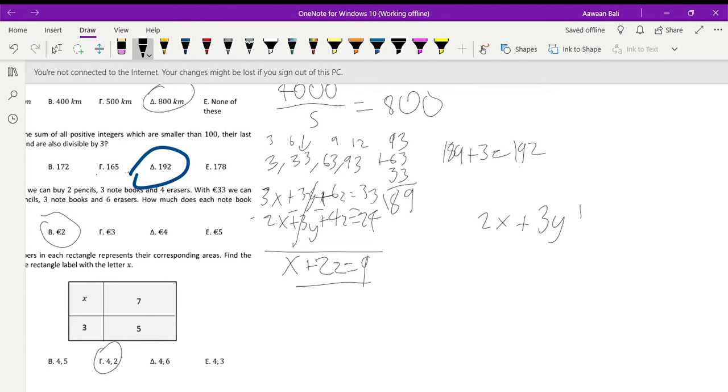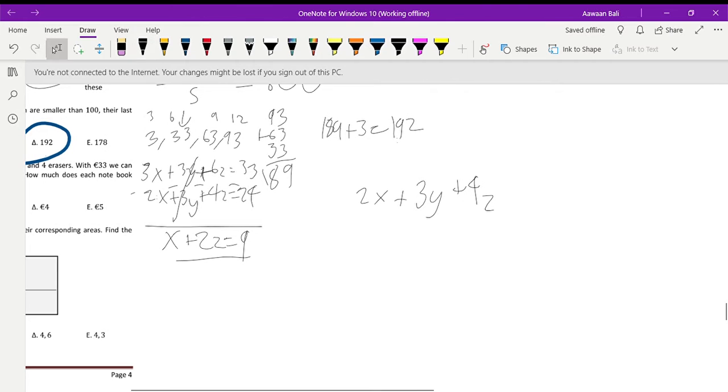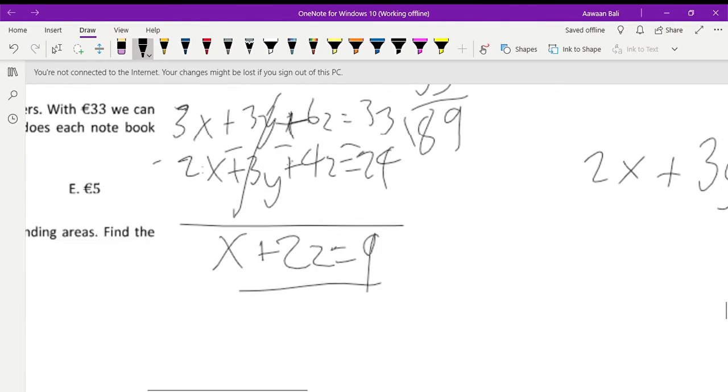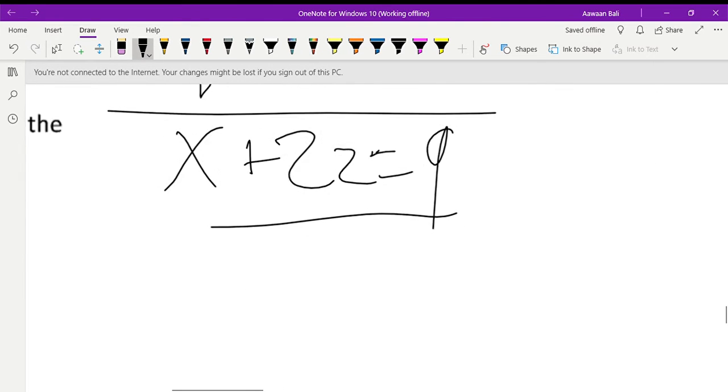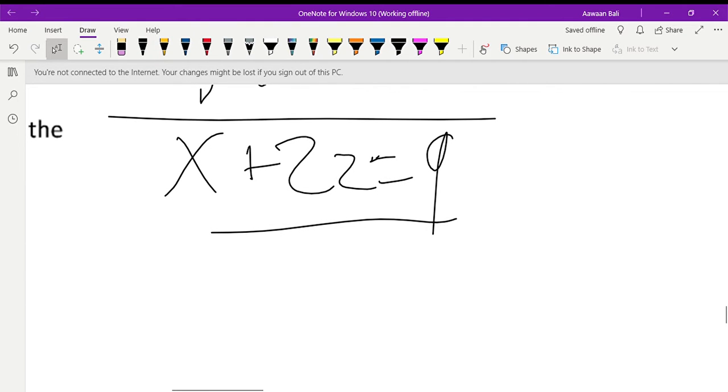So 2x plus 3y plus 4z is equal to 24. Now we have to look at this. Now the substitution method we have to use. We look at this equation, and we find a way to make a variable equal to the value of a variable by swapping terms around the left hand side and the right hand side. Sound complicated? Let me just show you how easy it actually is.